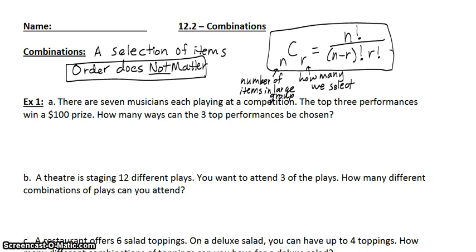Here's how combination works. So here's example 1. There are 7 musicians, each playing at a competition. Top 3 performances win a $100 prize. How many ways can the top 3 performances be chosen? So this is different because when we did permutations, they specifically asked for first, second, and third place. So specifically different places or arrangements of the performers. This time we just want to select 3. So my setup would be 7 combination 3.